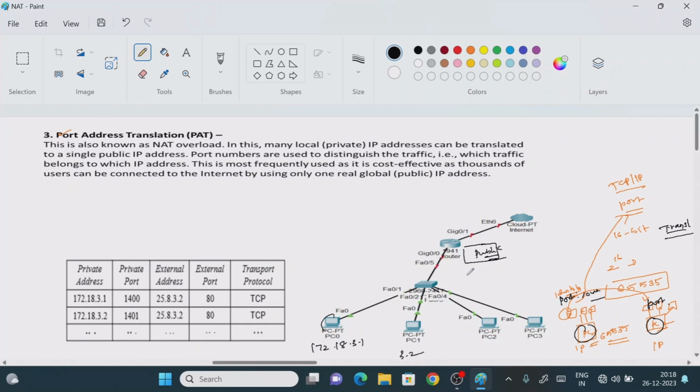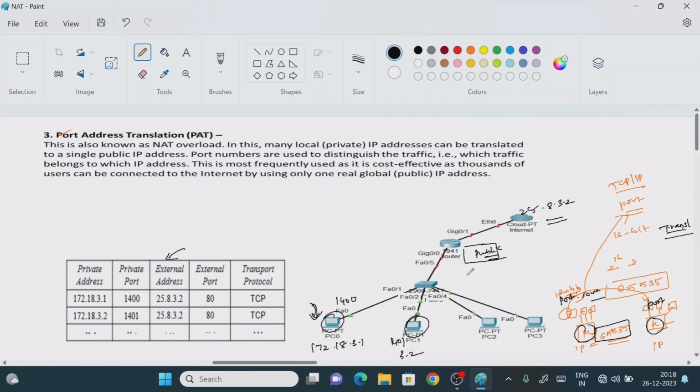Now see, this will also have some port number, right? Out of these port numbers, we can randomly assign any port number. By using the OS software, the port number will be assigned randomly, the source port numbers, remember. So let this be port number 1400, and this be port number 1401, right? Now where we want to connect is something like 25.8.3.2, which is our external address, right?